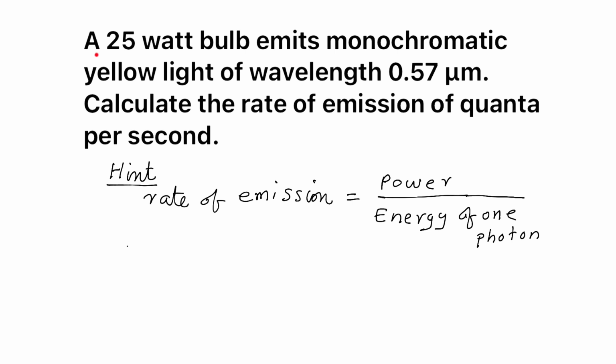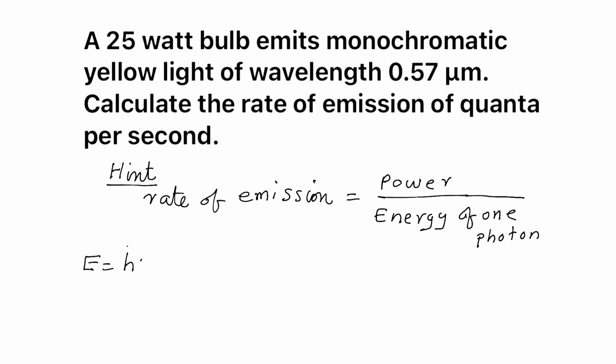If they give power and if they ask to find the rate of emission, you can use this equation. Rate of emission is equal to power by energy of one photon. The power will be given in the question, and the energy of one photon you have to find. Okay, see now, what is the energy of one photon?